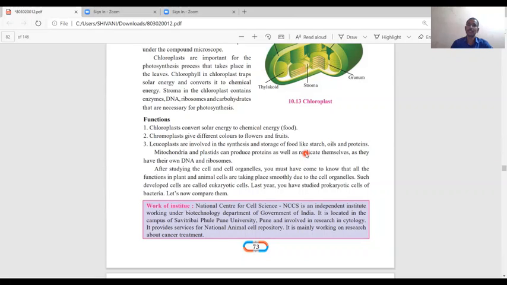Mitochondria and plastids can produce proteins as well as replicate themselves, as they have their own DNA and ribosomes. That is, mitochondria and plastids can produce proteins as well as replicate themselves.